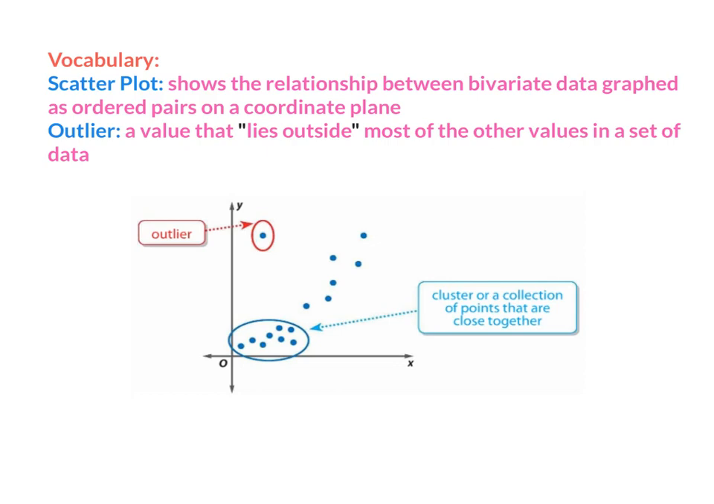Vocabulary: scatter plot shows the relationship between bivariate data graphed as ordered pairs on a coordinate plane. The outlier is a value that lies outside most of the other values in a set of data. So if you look at the graph below, you can see that the outlier is far away from the cluster.